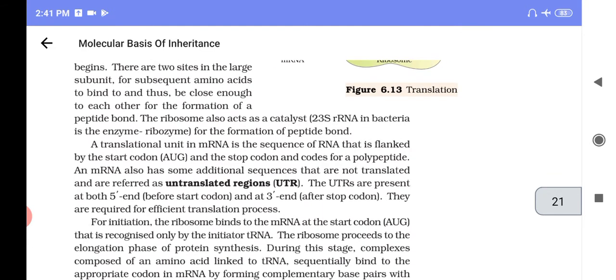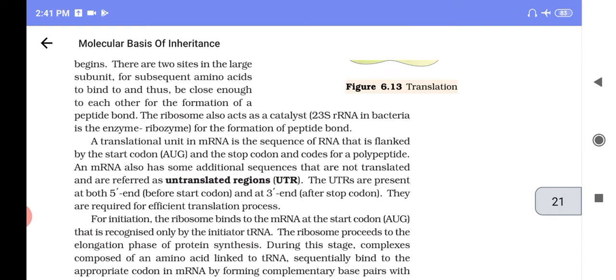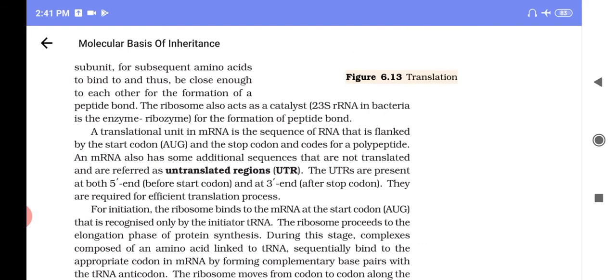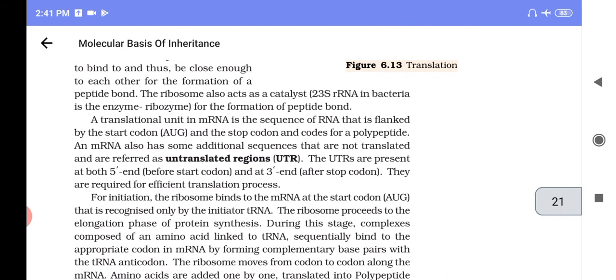A translation unit in the mRNA is the sequence of RNA that is flanked by the start codon AUG and the stop codon, and it encodes the polypeptide. The mRNA also has some additional sequences that are not translated and are referred to as untranslated regions, UTRs. The UTRs are present at both the 5' end before the start codon and the 3' end after the stop codon. They are required for efficient translation process.